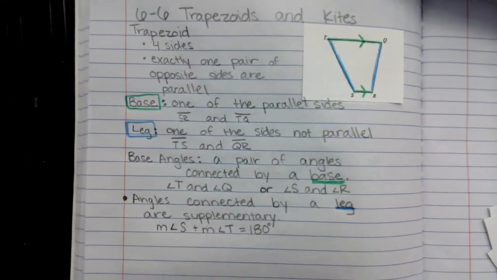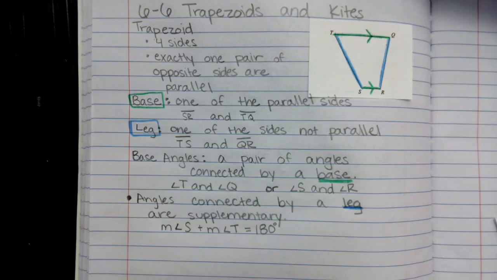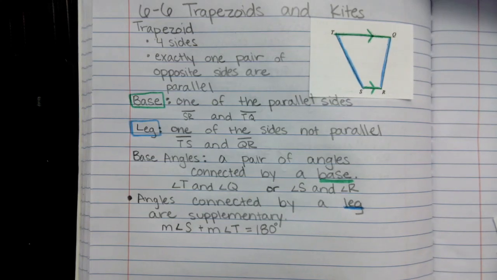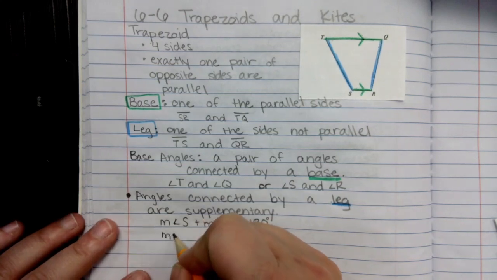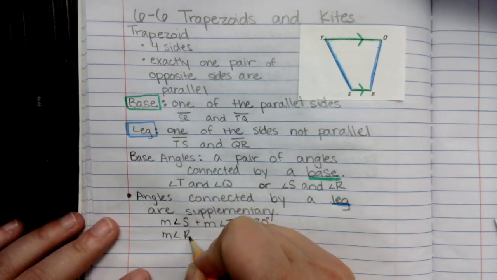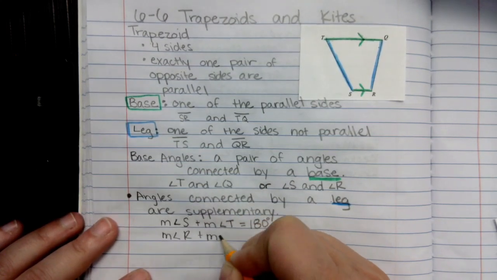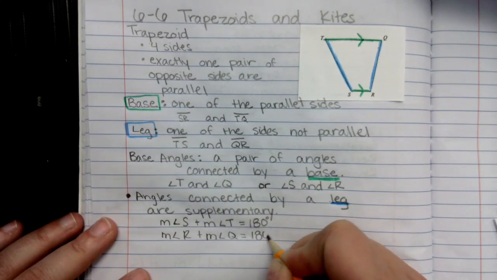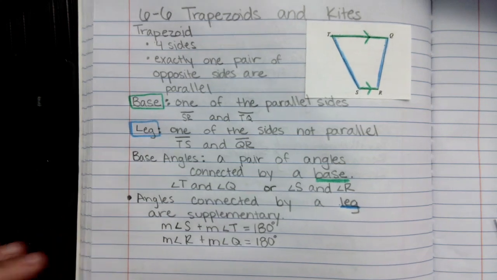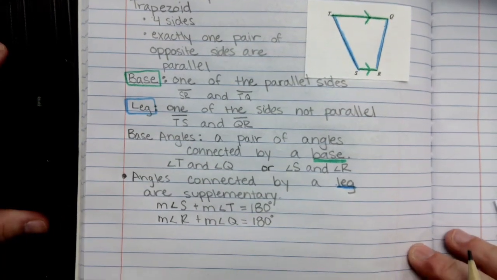So the reason why some people want to say a parallelogram works is because of this theorem, they want to think like, oh, consecutive angles are supplementary. But that's not always the case, because another consecutive angle would be S and R, and we don't know if those ones are supplementary. It's only the ones that share a leg that are supplementary.